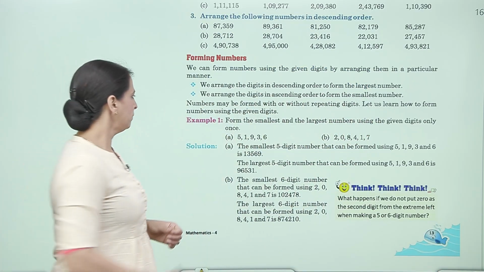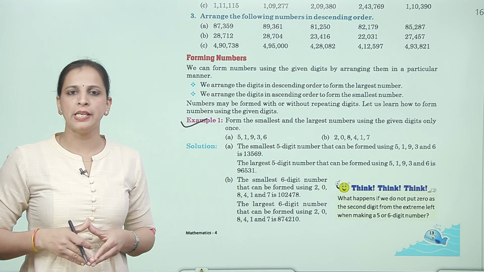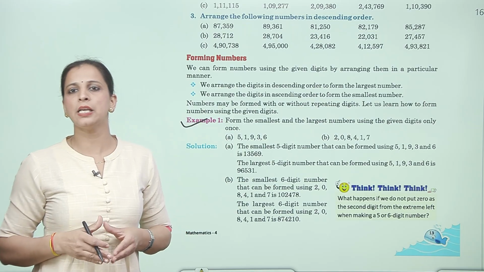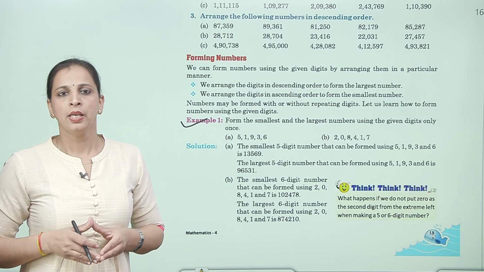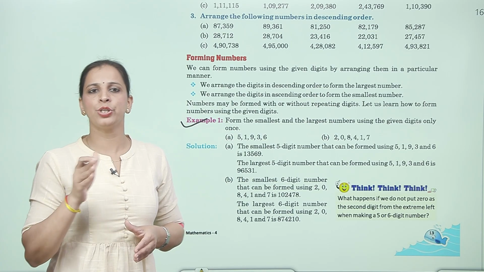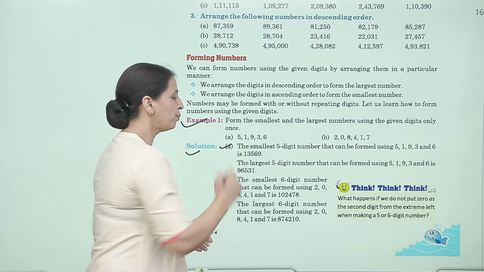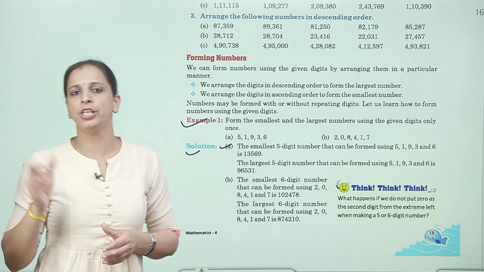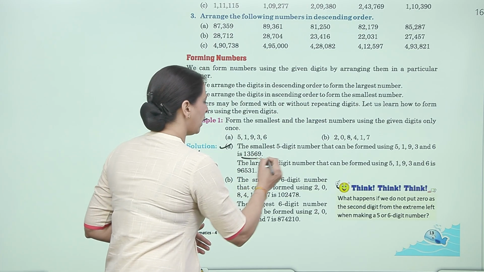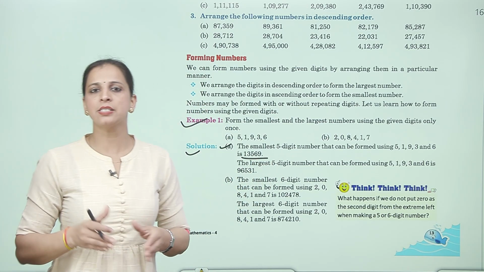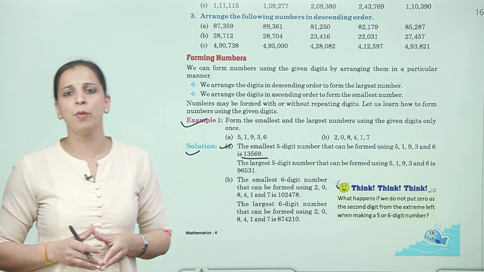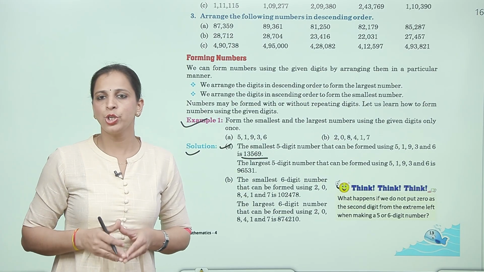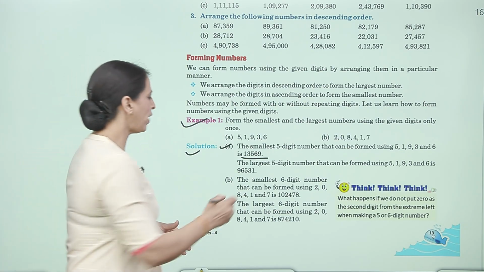Now example 1. Form the smallest and the largest numbers using the given digits only once. A is 51936. Now solution. A part. The smallest 5-digit number that can be formed using 5, 1, 9, 3 and 6 is 1, 3, 5, 6 and 9. The largest 5-digit number that can be formed using 5, 1, 9, 3 and 6 is 9, 6, 5, 3, 1.